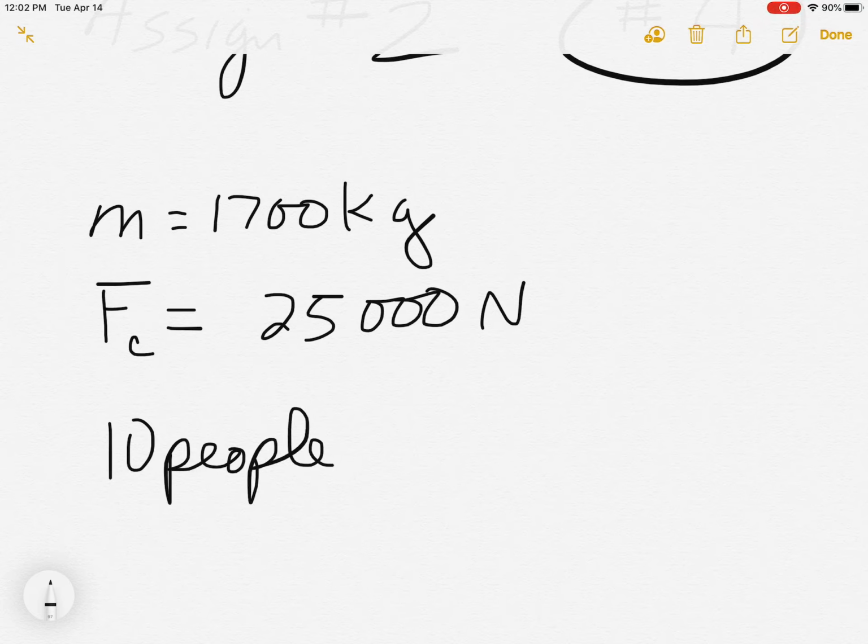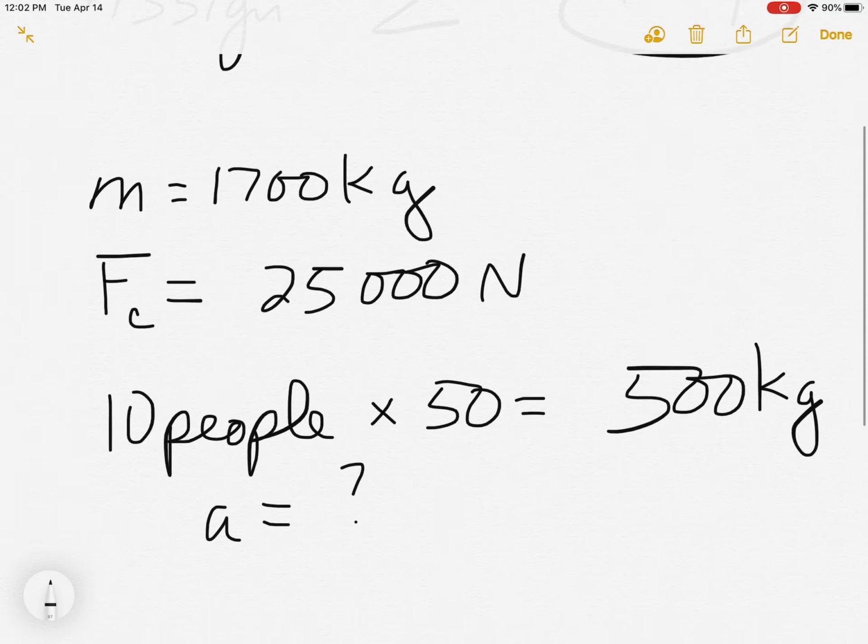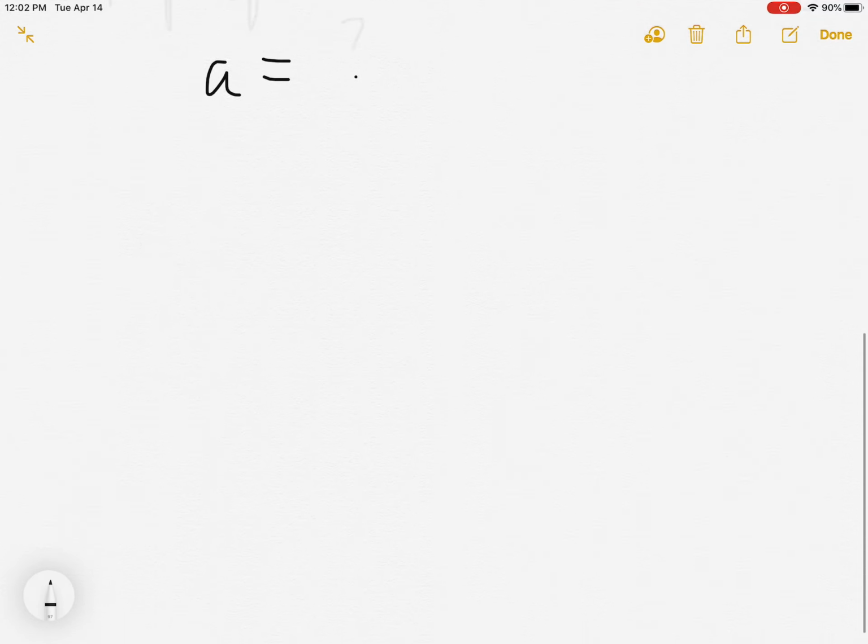It carries 10 people, and it says 50 kilograms each. So that's actually another mass, isn't it? That's 500 kilograms of people that are going to be in the elevator, and it wants to know what is the acceleration we can achieve. Okay, so let's draw a free body diagram.